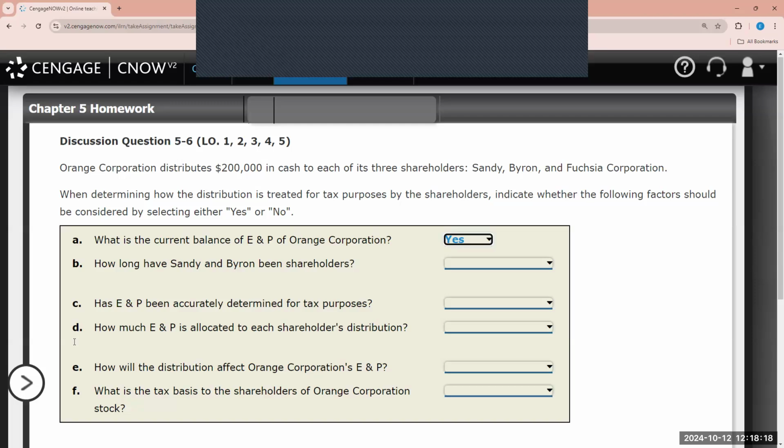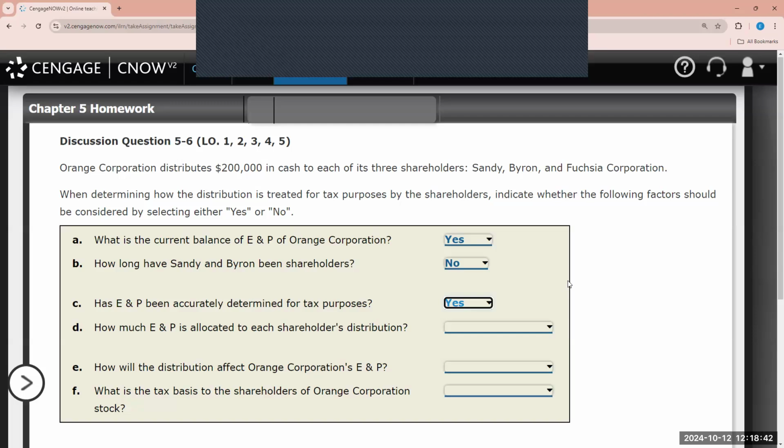B states, how long have Sandy and Byron been shareholders? So no, the length of time that an individual has been a shareholder does not affect how the distribution is going to be treated for tax purposes. So this has no bearing at all. C, has E&P been accurately determined for tax purposes?